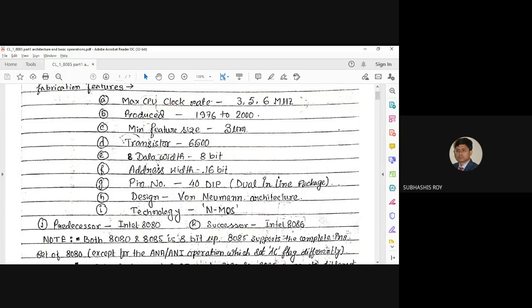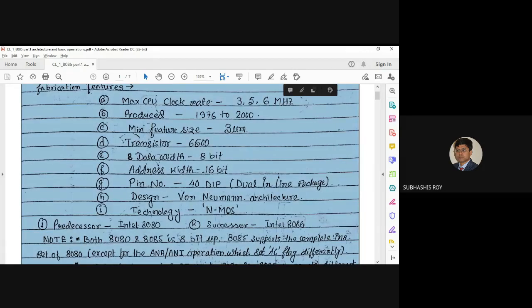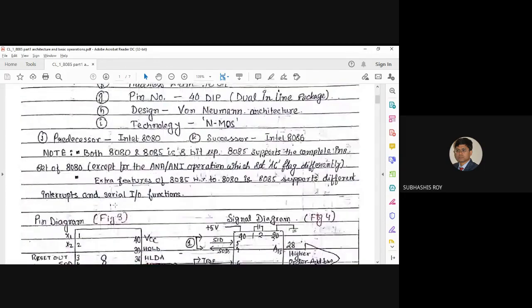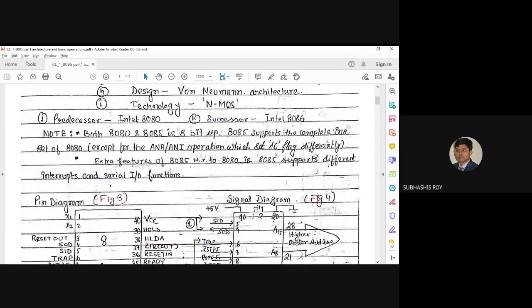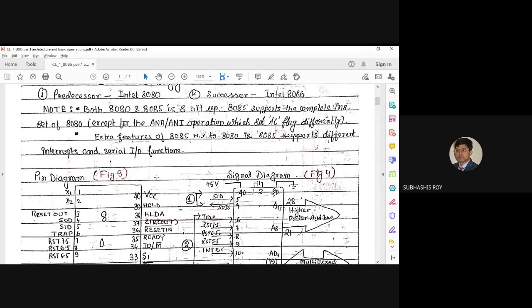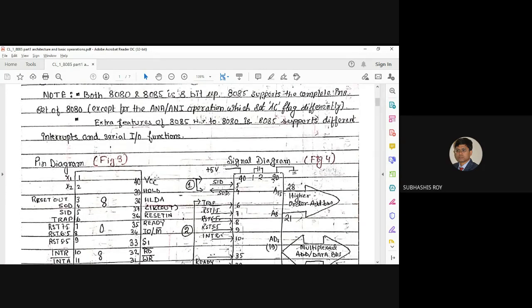And there are some advanced features in 8085 with respect to your previous microprocessor 8080. If you see my note, it is written that the extra features of 8085 with respect to 8080 are that 8085 supports different interrupts and serial input output functions. So these two are the extra features: interrupt process and serial communication between different devices. Up to this, all the basic features are discussed. Next I will discuss the pin diagram.